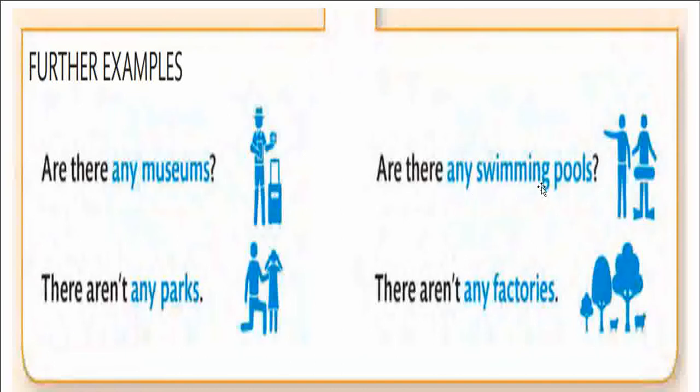Are there any swimming pools? Are there any swimming pools is a question, so we use any before the nouns. There aren't, now this is a negative connotation, so we will bring in the word any. There aren't any factories. Pause the video at this time and construct a few sentences. Let us proceed.